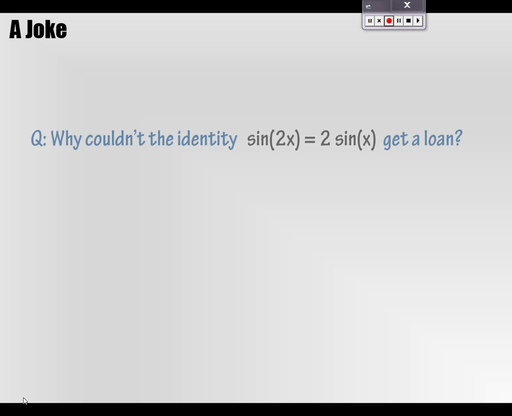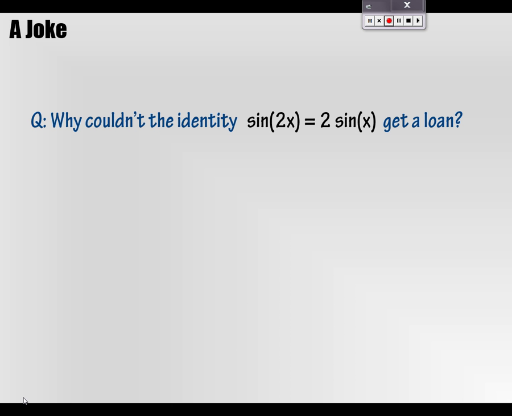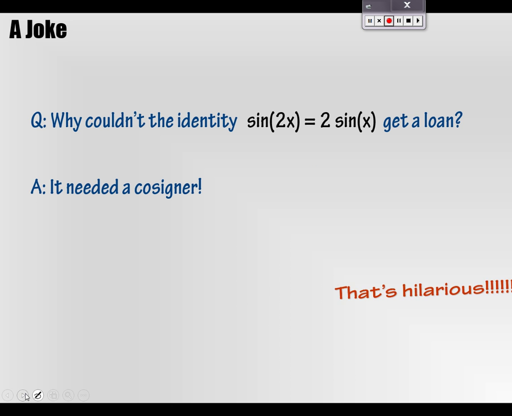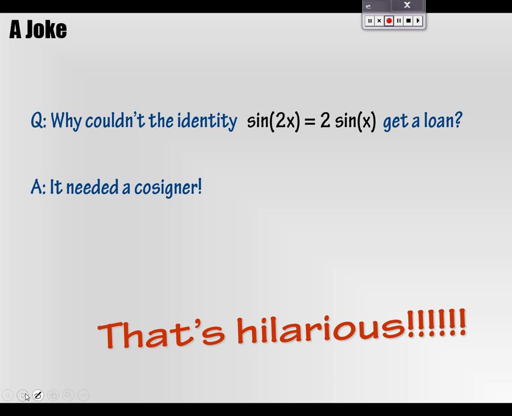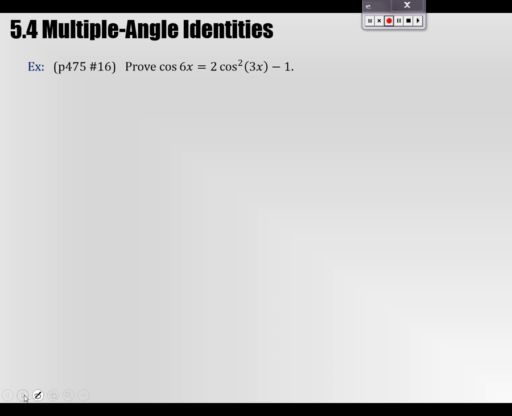It's time for a joke. Why couldn't the identity sine of 2x equals 2 sine x get alone? That's right. It needs, what does it need? It needs a cosine. Yeah, that's right, okay. That's hilarious. Come on, okay. All right. Is that a good intermission?